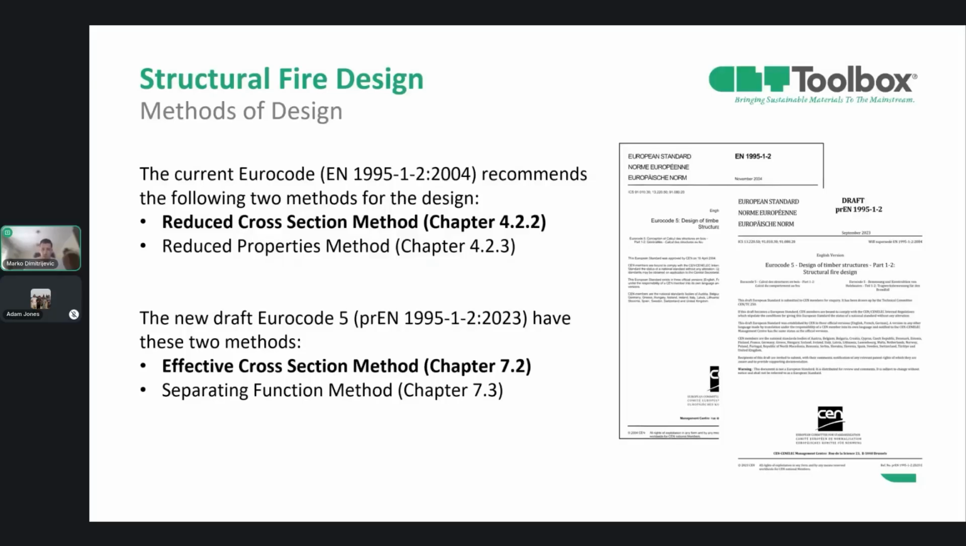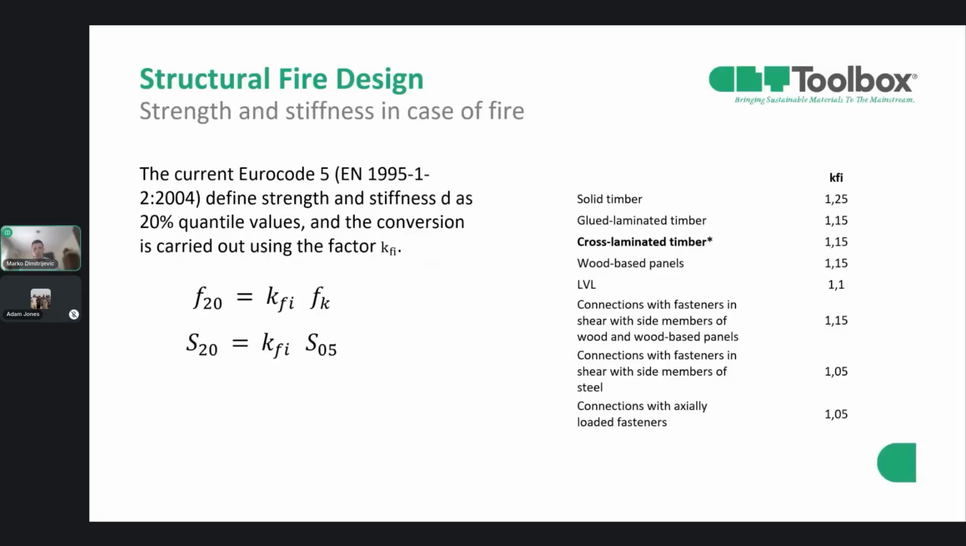In CLT Toolbox, we followed design methods for load-bearing capacity following the general principles for the reduced cross-section, or the effective cross-section method in the new Eurocode, where the original cross-section is reduced by the effective charring depth. So going into more detail, the current Eurocode defines strength and stiffness as 20% quantile values, and the conversion is carried out using the factor k_fi.